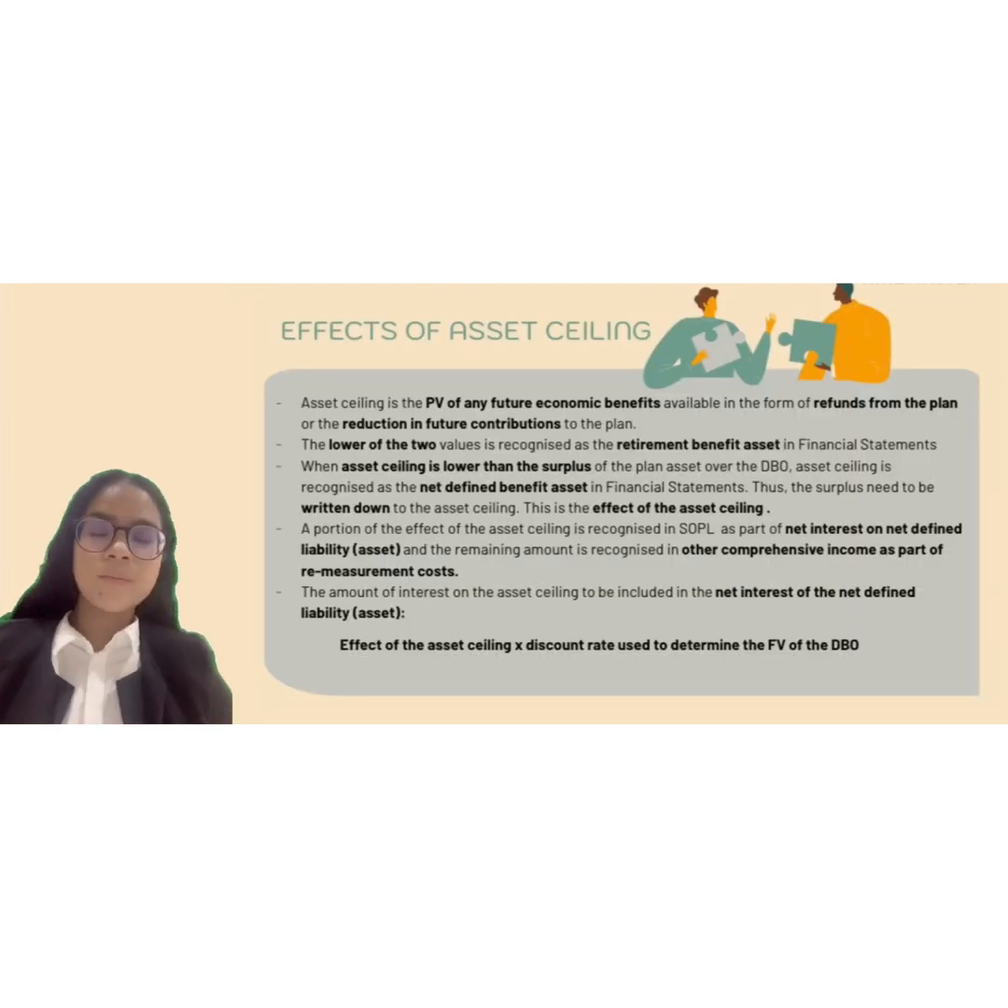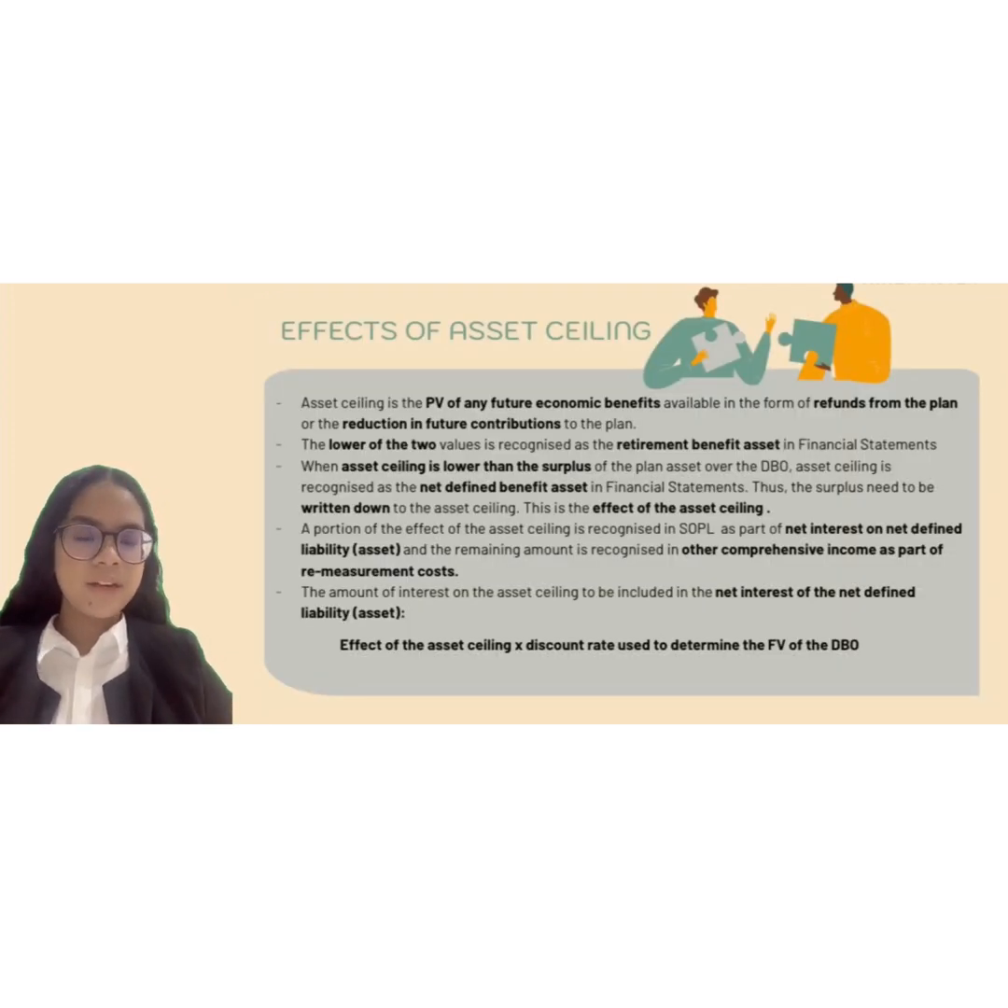As I mentioned in the previous slide, if you get a defined benefit asset, you will have to compare it with the asset ceiling. Asset ceiling is the present value of any future economic benefits available in the form of refunds from the plan or the reduction in future contributions to the plan. The lower of the two values is recognized as the retirement benefit asset in financial statements.